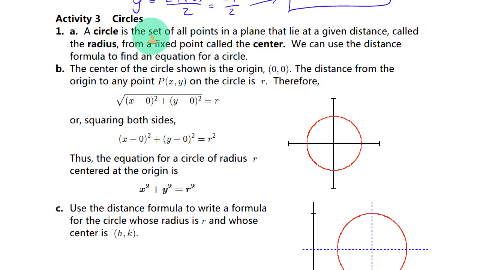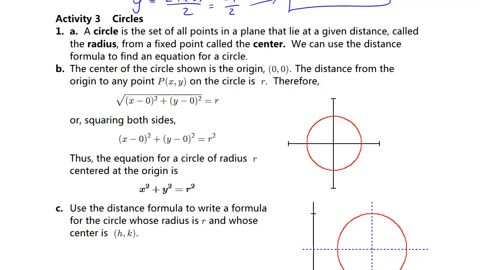We're going to think of a circle as the set of all points in the xy plane that lie at a given distance, called the radius, from a fixed point called the center. Which makes sense if you think about this red circle here. All of these points are the same distance away from the center, and that's what makes it so round. So that's a good way to think of a circle.